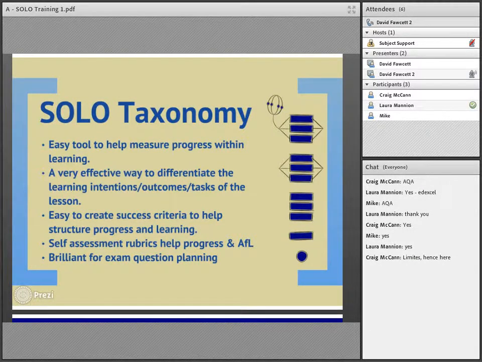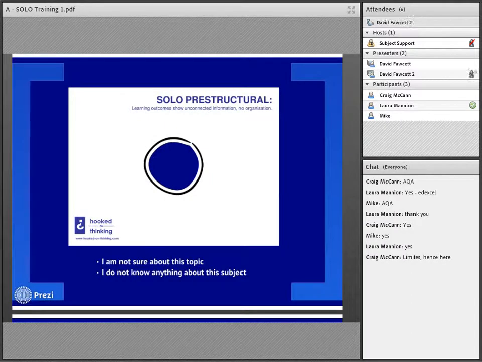I'm going to show you some ways we can create success criteria and differentiate things, and talk about different rubrics you can use as well. I'll show you some examples of what that means as we go through. So in the bottom right hand chat box, I'm now going to go through the structure of SOLO. If there's any questions, or anything you don't understand, then as I said, to make it as interactive as possible, please type things into the chat box.